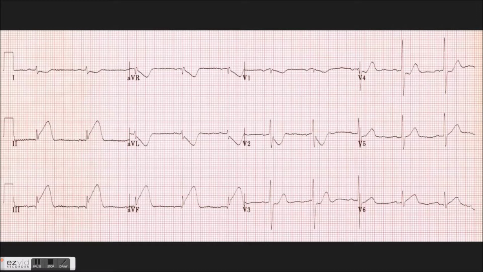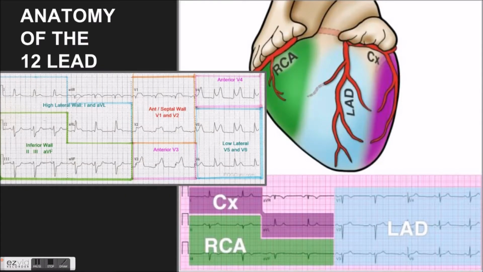So when you see this, what makes it noteworthy is this is a large MI. This is a big deal. Not to say that any STEMI is not, but this is a bigger deal than a big deal. So just something for you to be on the lookout for. And we'll go back to the chart here. Right coronary artery perfuses 2, 3, and AVF. Circumflex perfuses 1 and AVL. And again, the LAD is responsible for the majority of your precordial leads.